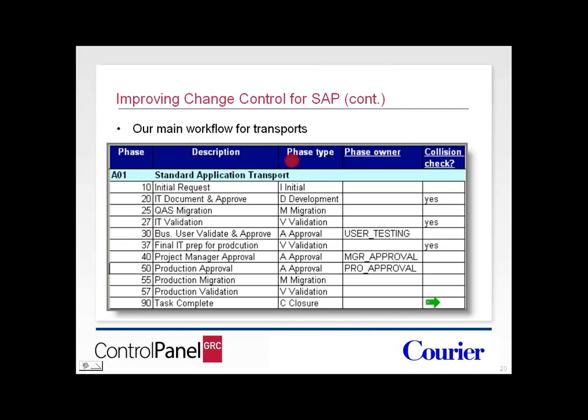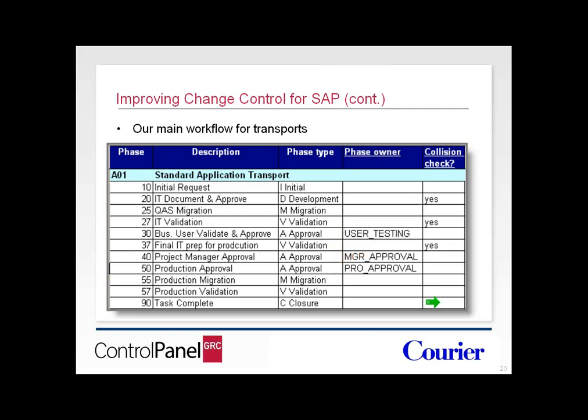The main thing to pay attention to here, I think, is the phase type. The fact that we have migration phases, that's where we want Control Panel, during that phase, to actually migrate it from development to QA, or down here from QA into production. We also have a phase owner. So whoever is the developer would be the phase owner for all the phases, except where we've assigned a group. So we have a test. Our user testers are all listed here, who are approved owners that can sign off on a change, and we have a project manager approval here, and then our CIO approval.